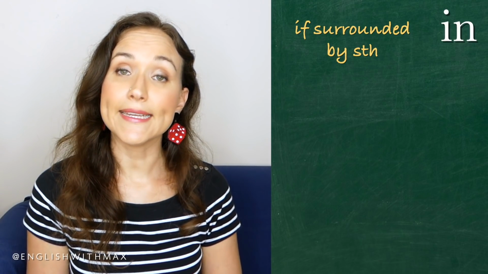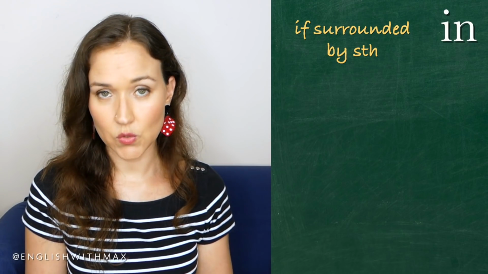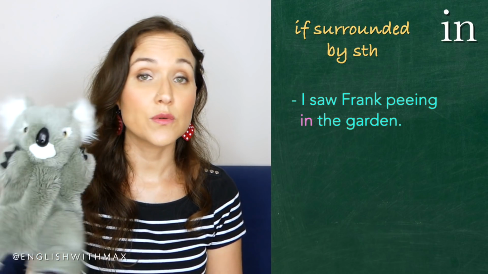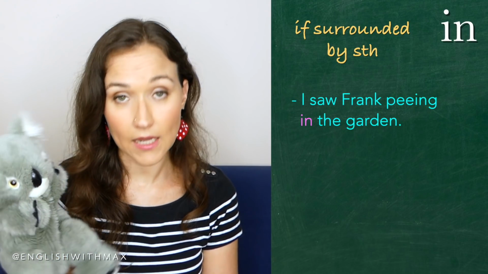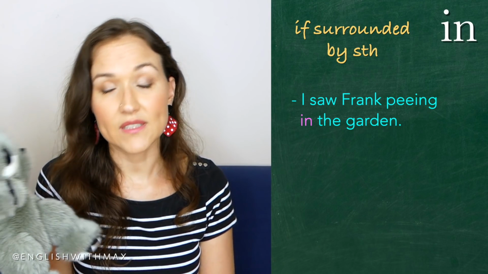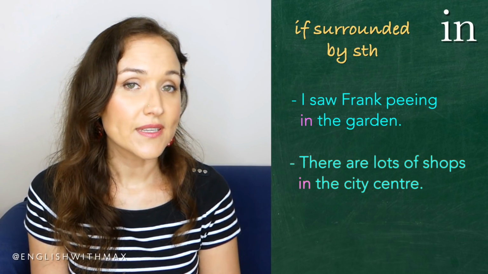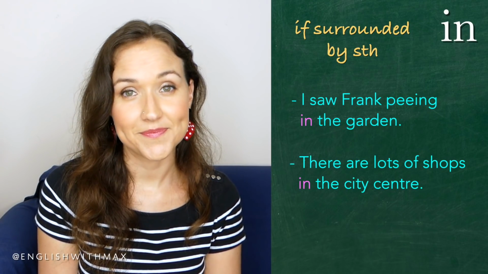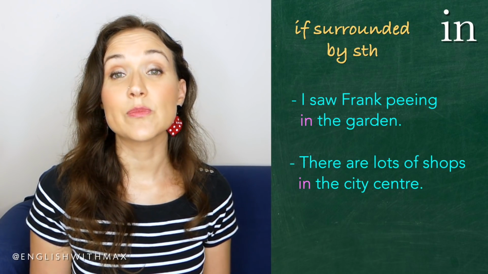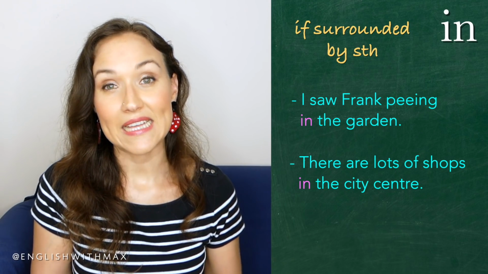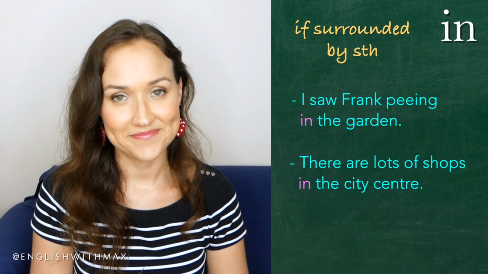We also use in for some outdoor places. For example, I saw Frank peeing in the garden. Well, he is a koala. There are lots of shops in the city centre. Even though these places are outside, there's still this idea of being surrounded by something.